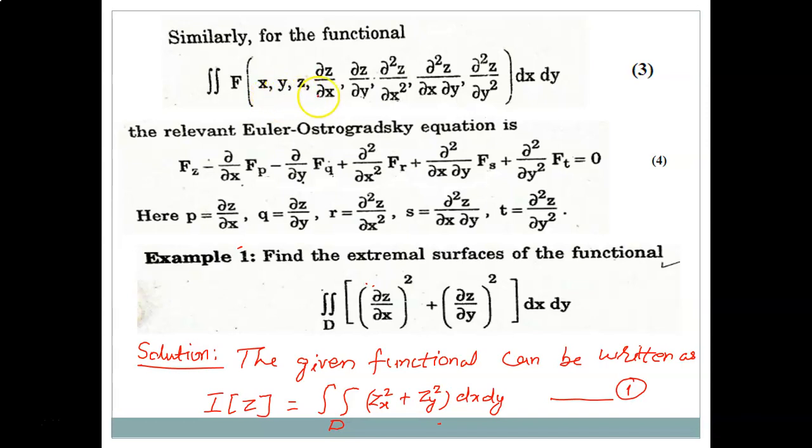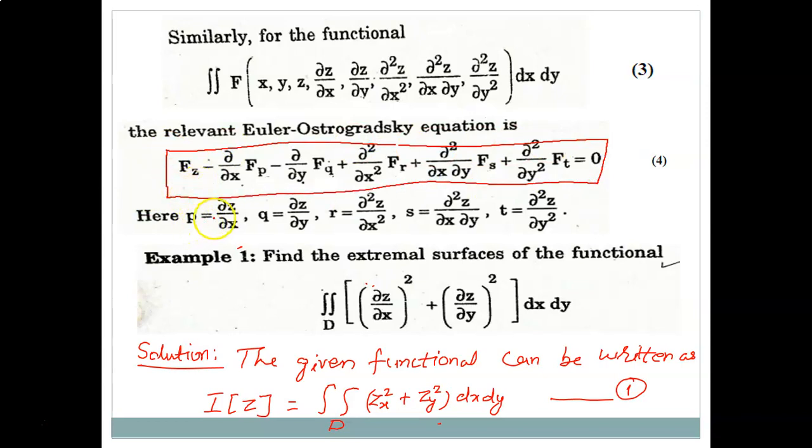x and y are independent variables, with first order derivatives ∂z/∂x, ∂z/∂y, and the three second order partial derivatives of z with respect to x and y. So now if the functional is given in this form, in that situation, the relevant Euler-Ostrogradsky equation is given by this equation, where P stands for ∂z/∂x, Q stands for this, R is this, S is this, and T is ∂²z/∂y².